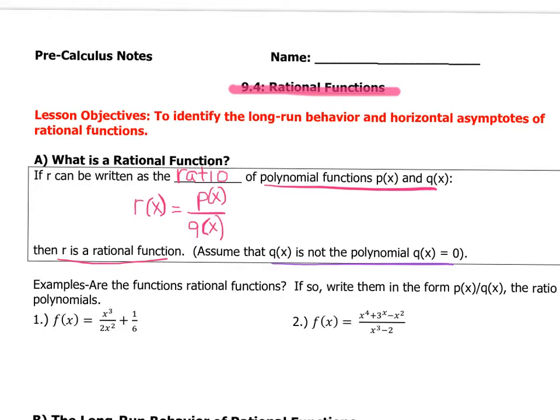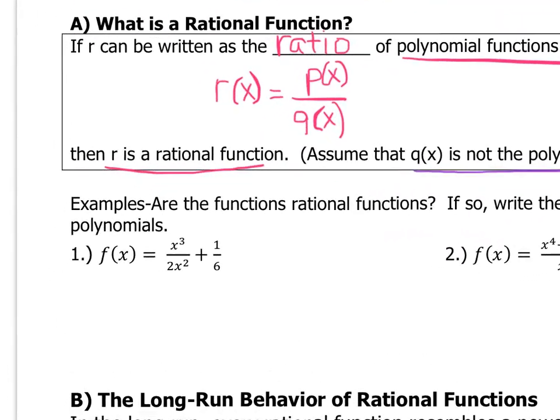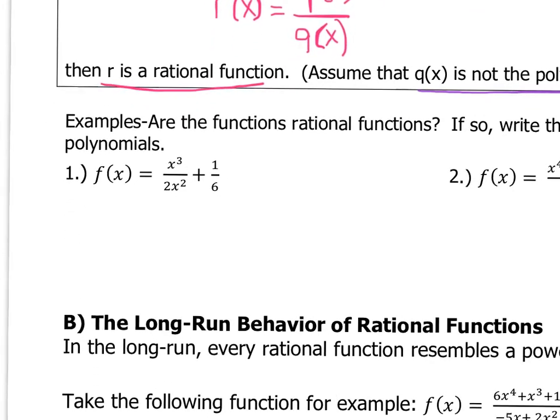Okay? So just getting us started, we're going to identify whether the functions are rational, and then if so, we need to write them in that form, p of x over q of x, basically the ratio of polynomials. So if we look at the first one, we have basically two rationals. So if you think about the warm-up we did several classes ago, we do need to make a common denominator and write this as a single rational. And then that will give us the ratio of polynomials.